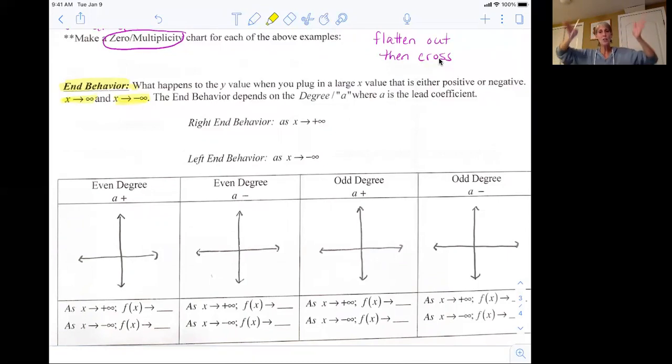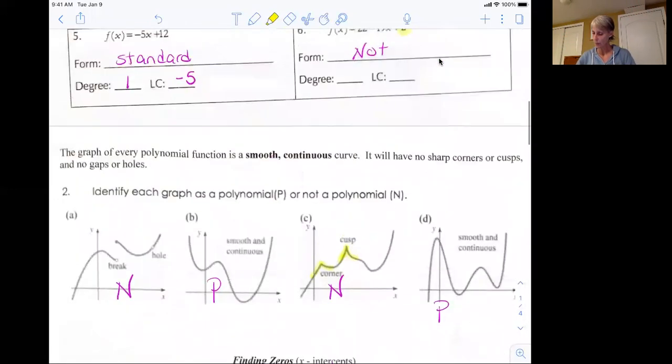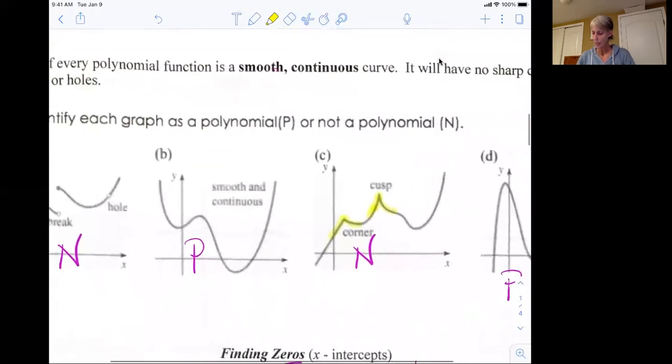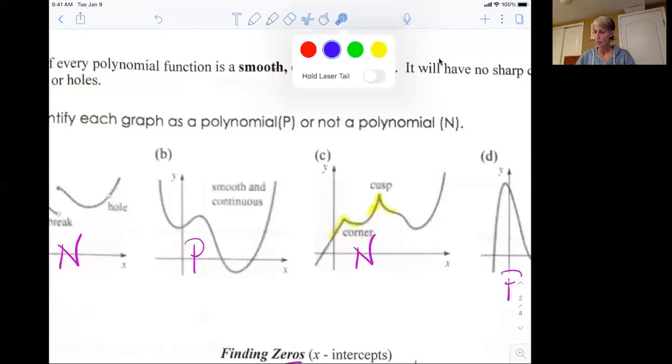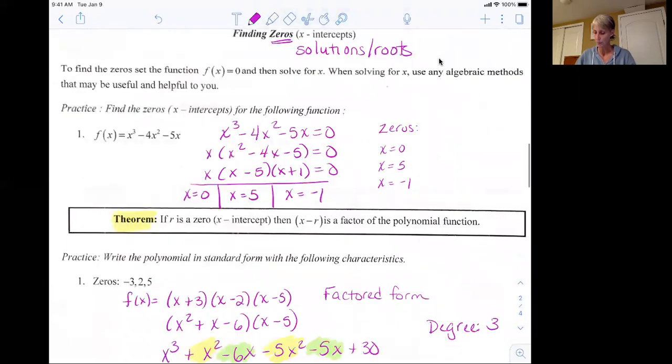End behavior is describing the outside arms of the graph. Let's go back up here for a moment and look at a polynomial function. A polynomial function is going to have arms either above or below, and you see my arms kind of go like this, but then I've got a lot of stuff going on in between. When we're dealing with end behavior, we're just concerned about our ends, what's going on there.